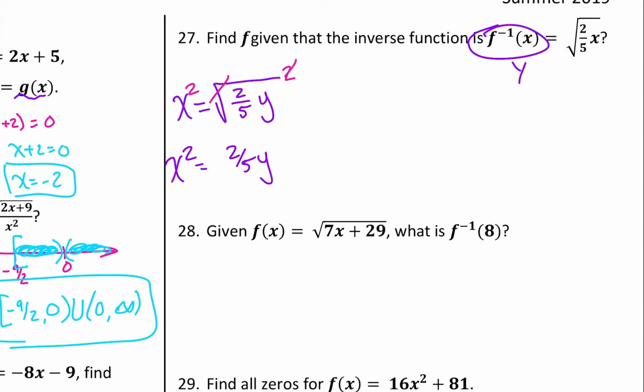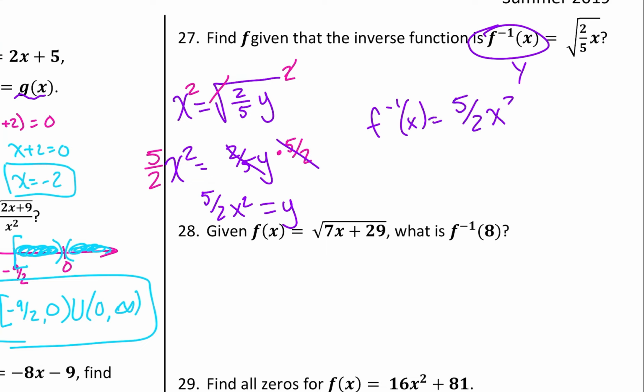And then we got that fraction. We could divide by the fraction if you want to. I think the easiest thing, though, is multiply by the reciprocal, 5/2. 5/2. And I end up with 5/2 x squared. This cancels with this, equals y. In other words, our f inverse of x equals 5/2 x squared.